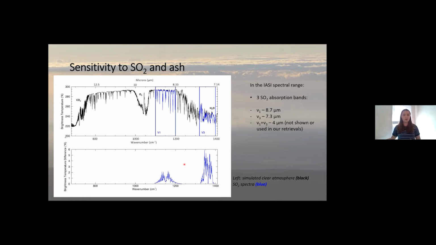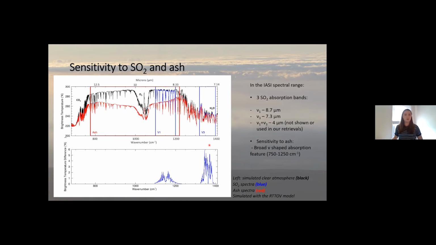In contrast, our ν1 absorption band at around 8.7 microns is a smaller absorption feature, so it's not quite so sensitive. But because it's located in an atmospheric window, which means we can see right through to the surface, there's potential for retrieving information about the SO2 much closer to the surface. Ideally, we want to use both of these absorption bands to obtain as much information about SO2 as possible.